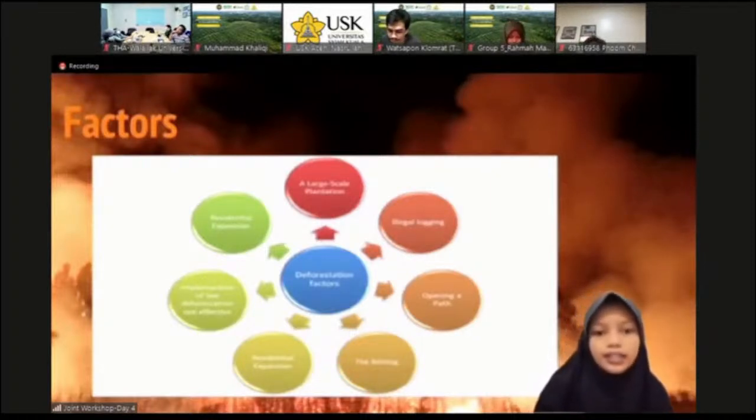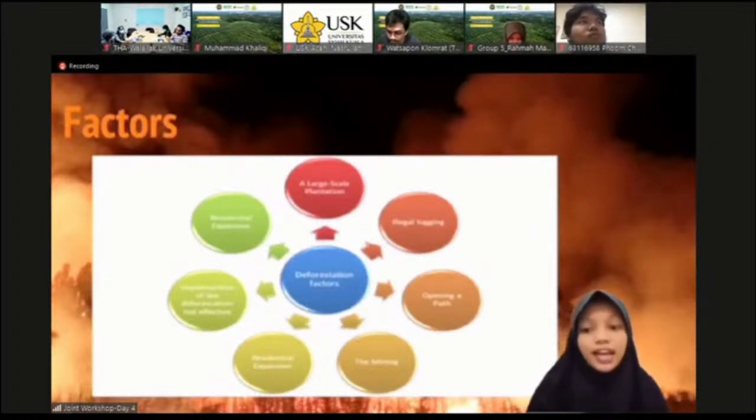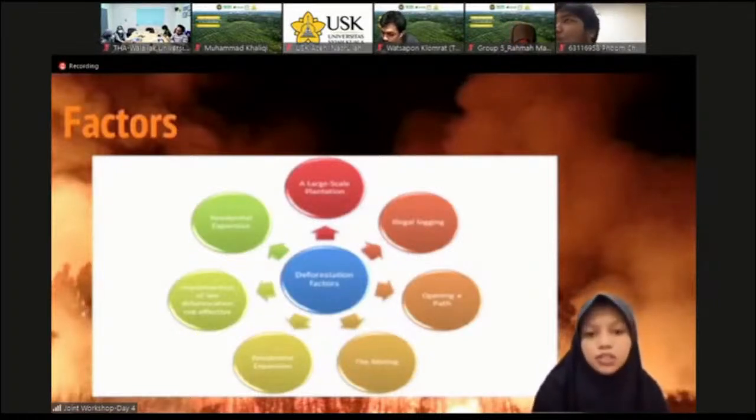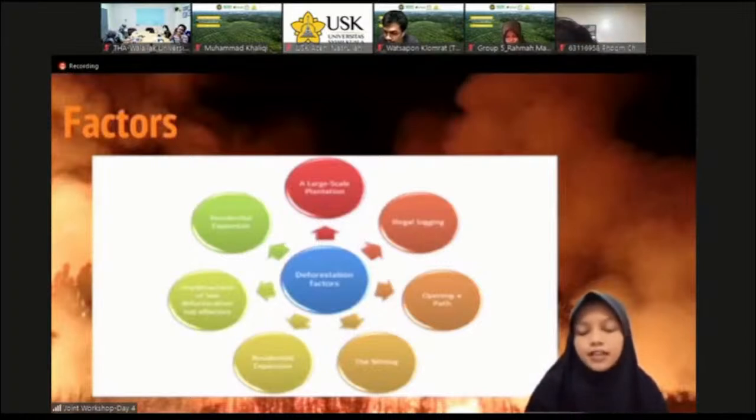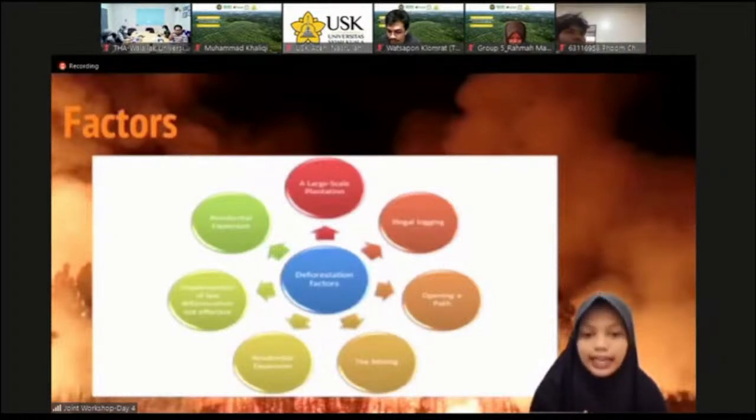And then mining. Forest areas that store mining commodities are quite prone to damage. The deforestation process will be carried out to facilitate the mining industry running smoothly. Not to mention, this industry will also pave the way to facilitate the process of distributing mining material. Then residential expansion, and very important, the implementation of law against deforestation is still low.